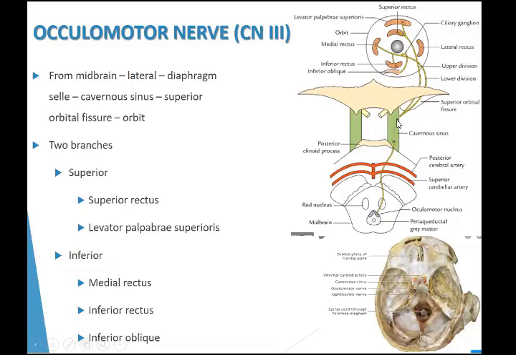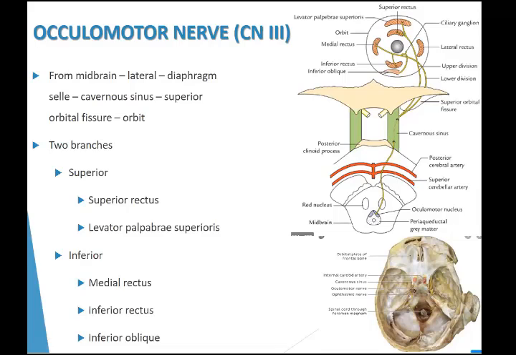From the lateral wall of the cavernous sinus it comes out and enters the superior orbital fissure. This is the superior orbital fissure. So leaving the lateral wall of the cavernous sinus, it enters the superior orbital fissure, and passing through it, it enters the orbit. Near the superior orbital fissure it divides into two branches. There are two divisions, one superior and one inferior.